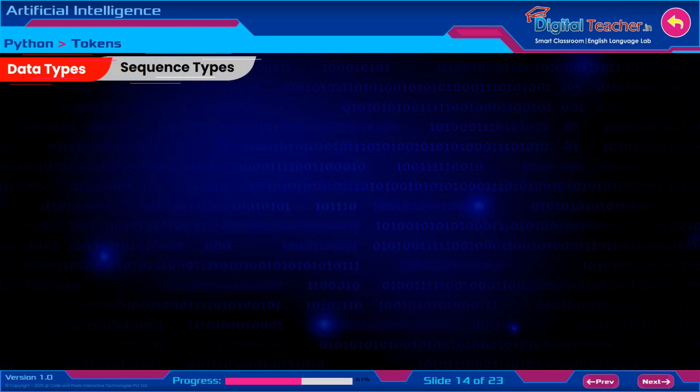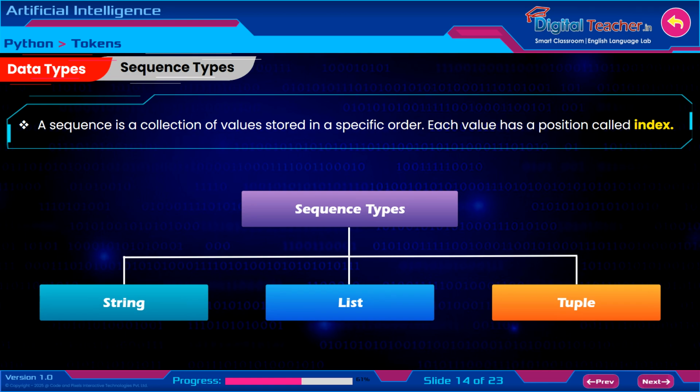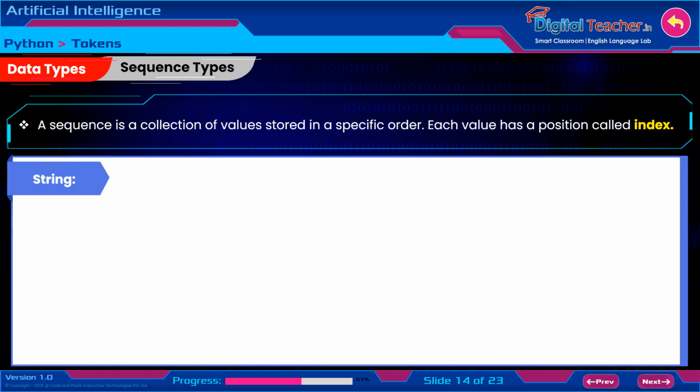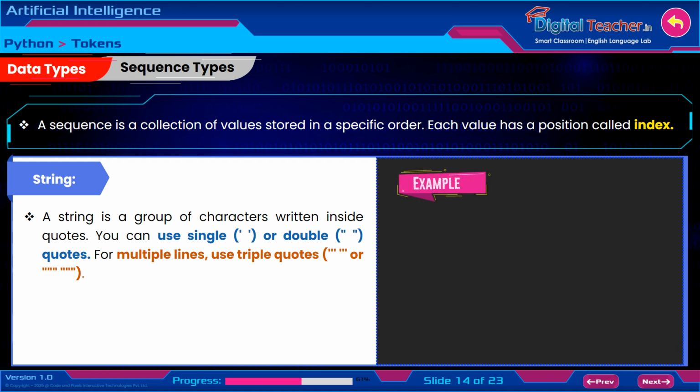Sequence types. A sequence is a collection of values stored in a specific order. Each value has a position called index. There are three main sequence types in Python. String: a string is a group of characters written inside quotes. You can use single or double quotes. For multiple lines, use triple quotes. Example.